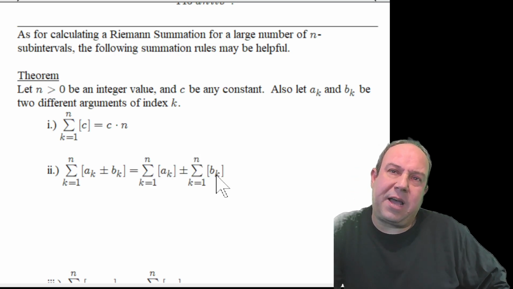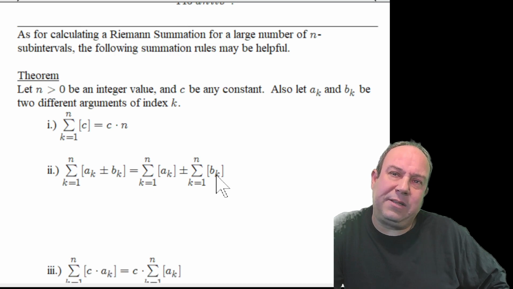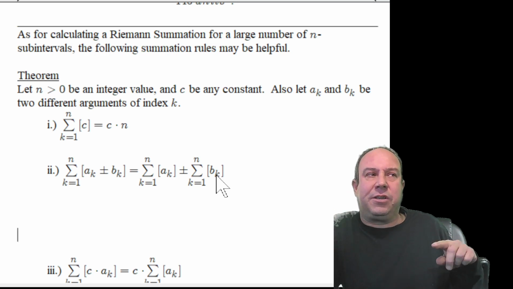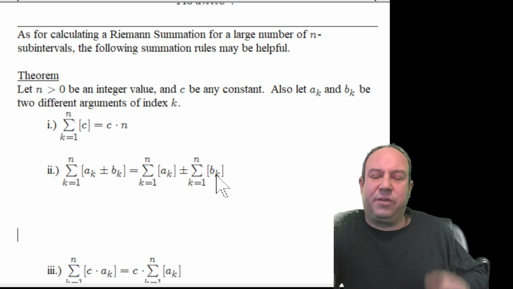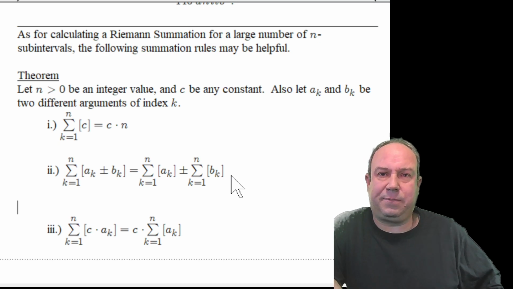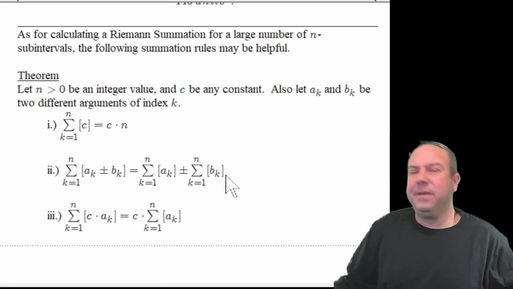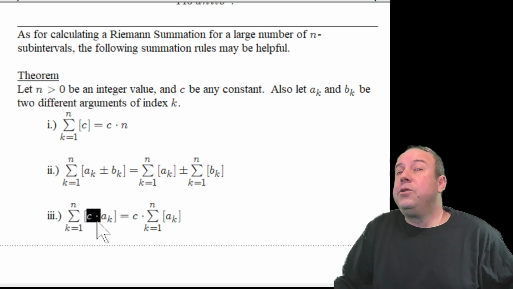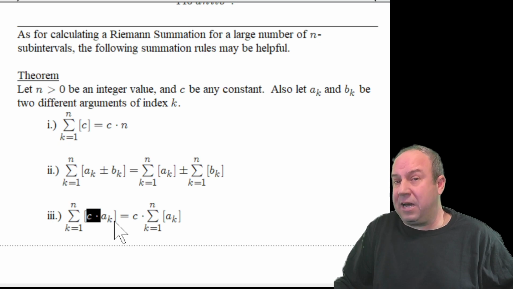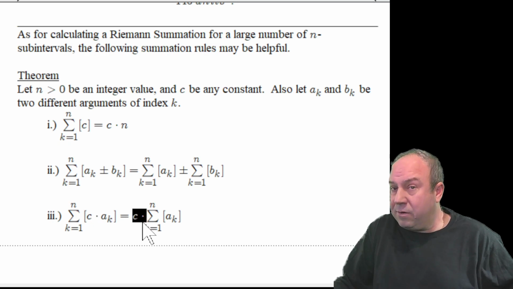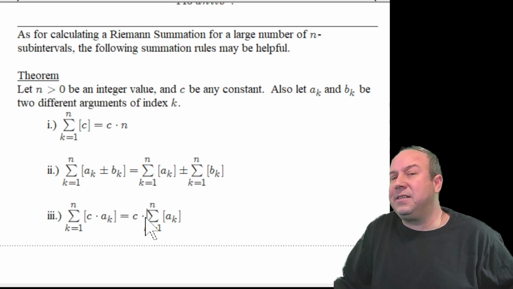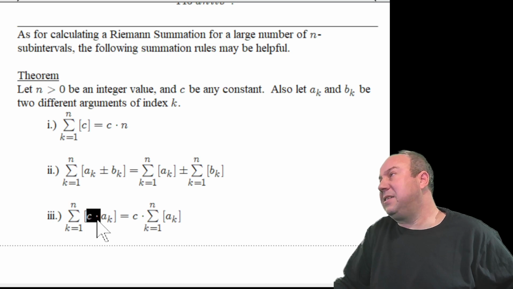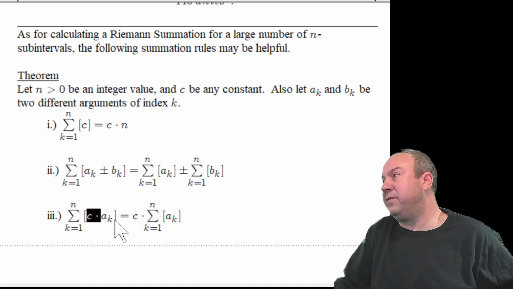So if you have a multi-termed argument of a summation, you can consider just adding up the summations for the individual terms of that argument. All right? Now, if you have an argument of a summation times a constant, you can take the constant times that argument and factor it out of the summation and make it a constant times the summation of just the argument. Right? Constants in a summation will factor themselves out of the summation.